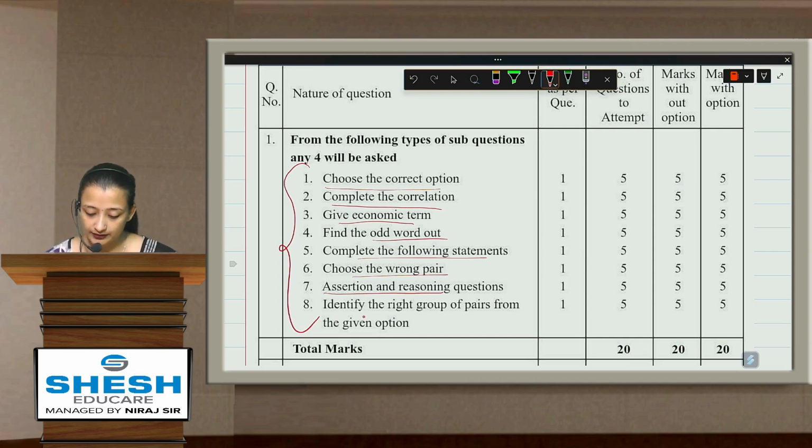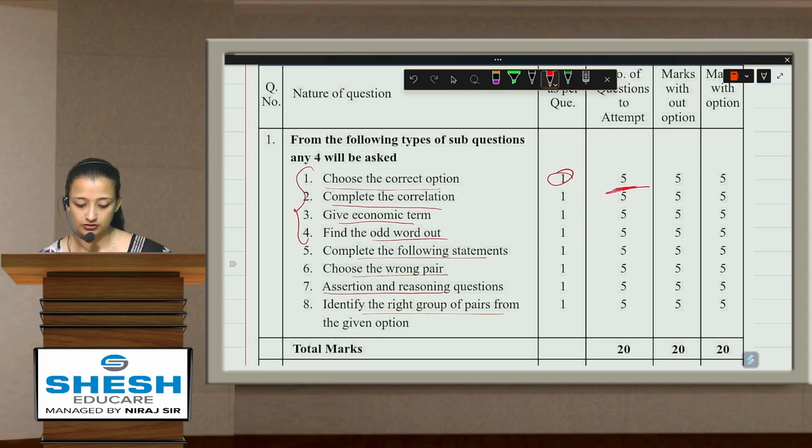And then there's identify the right group of pairs. There will be pairs given. You have to identify which is the correct group of pairs. Now, per question, 1 mark. So 1 mark questions, 5 questions will be there. As I said, any 4. Let's say they decide to ask these 4. So these 4 questions, you'll have 5 questions in each sub question, 1 mark for each. So a total of 20 marks. 5, 10, 15 and 20. So a total of 20 marks you have in this objective question.